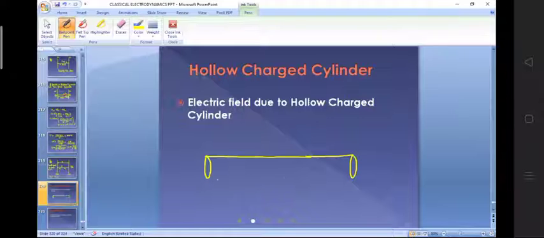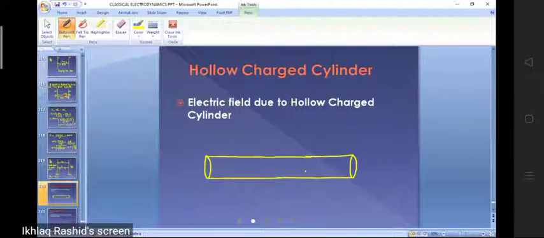Now what do we mean by infinitely long? Infinitely long doesn't mean that the charged cylinder is a few kilometers in length. What it means is that if this is a point here, and at this point there's an observer like an ant, and this distance is very, very small compared to the length, then it will seem to this ant as if the length is infinitely large. That's what infinitely large simply means. It doesn't necessarily mean that it is a few kilometers in length. So pay attention here.